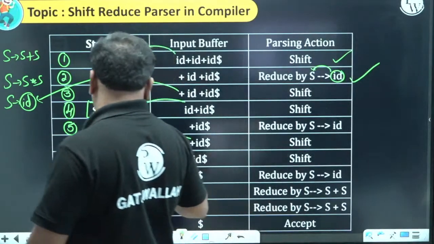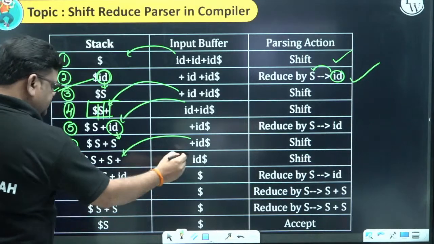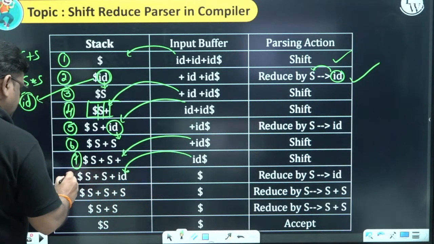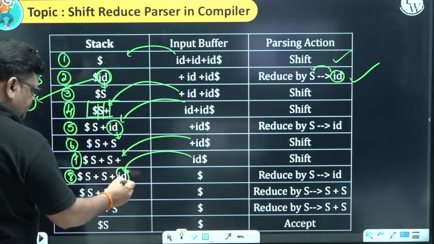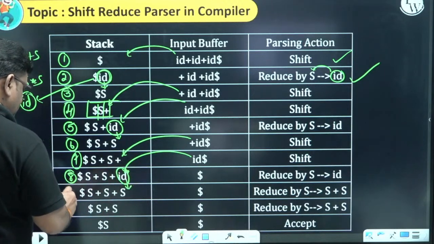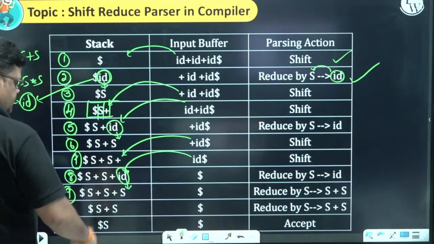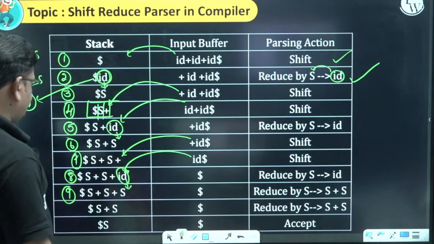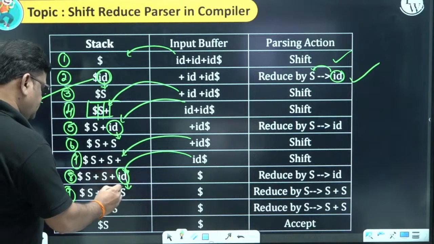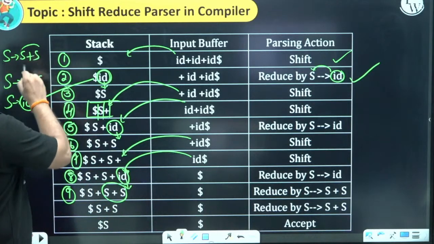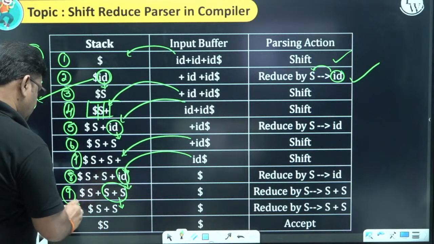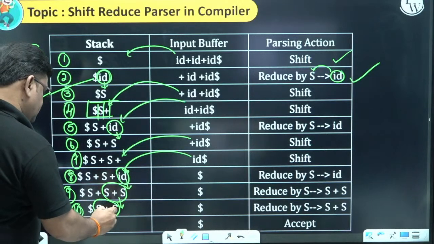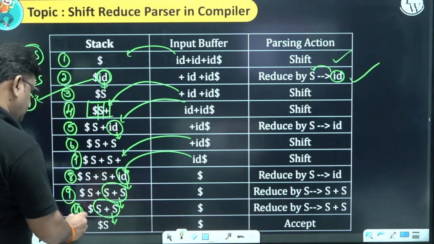Then ID will be shifted. Shift. There is a handle. Reduce. Right. Next, these two matches here. Reduce. This one matches here. Reduce.